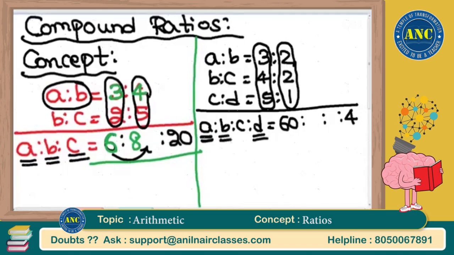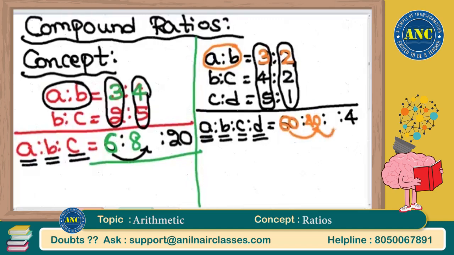Now the middle two variables B and C are missing. Compare with the original values. This is A is to B. Compare with the original A is to B. In the original A is to B, A value is 3. Here A value is 60. 3 is becoming 60. Multiply by 20. 3 into 20 is 60. 2 also is multiplied by the same multiplying factor 20. 2 into 20 is 40.